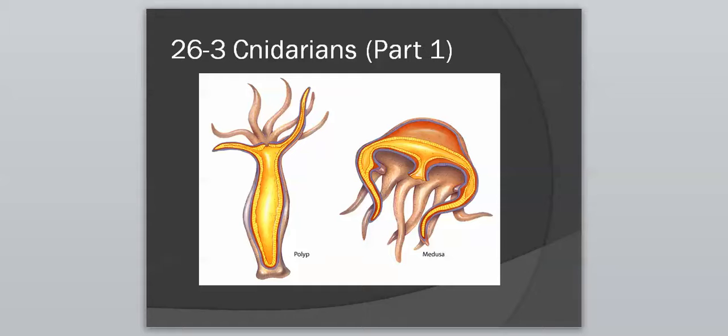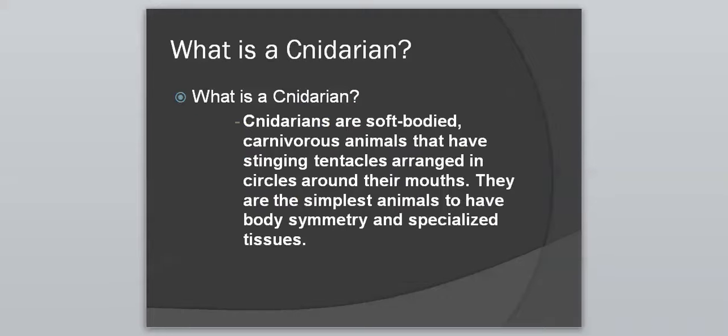Bio 2. We're continuing on with Chapter 26 with our second group of animals, and this group of animals is called the Cnidarians. I think we've mentioned this word in class, know that the C is silent, so Cnidarians. The first question is what in fact is a Cnidarian. Our definition is that they are soft-bodied, carnivorous animals that have stinging tentacles arranged in circles around their mouths, and they are the simplest animals to have body symmetry and specialized tissues.